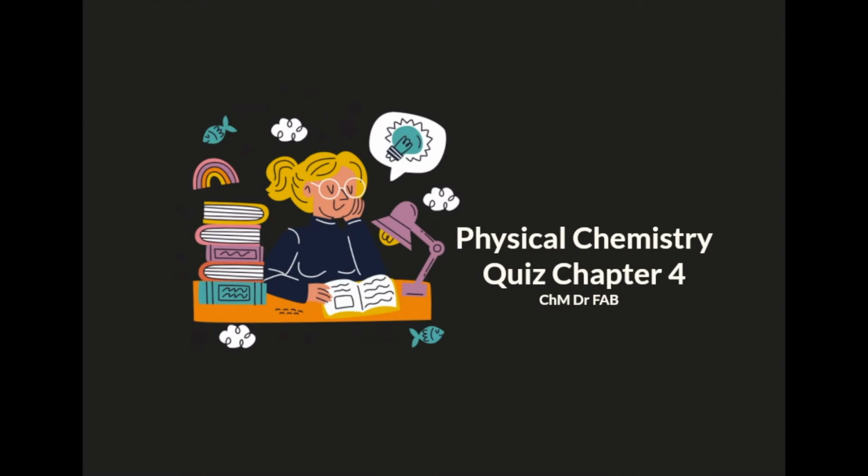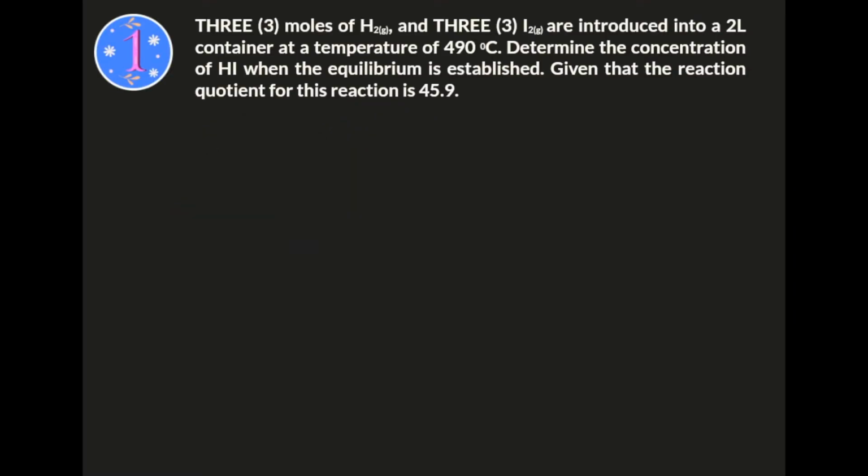So for this week, I'm going to explain to you how you should answer quiz 4 questions. Altogether, we have 4 different questions and let's start with the first one. Question number 1. 3 moles of hydrogen and 3 moles of iodine are introduced into a 2-liter container at a temperature of 490 degrees Celsius.